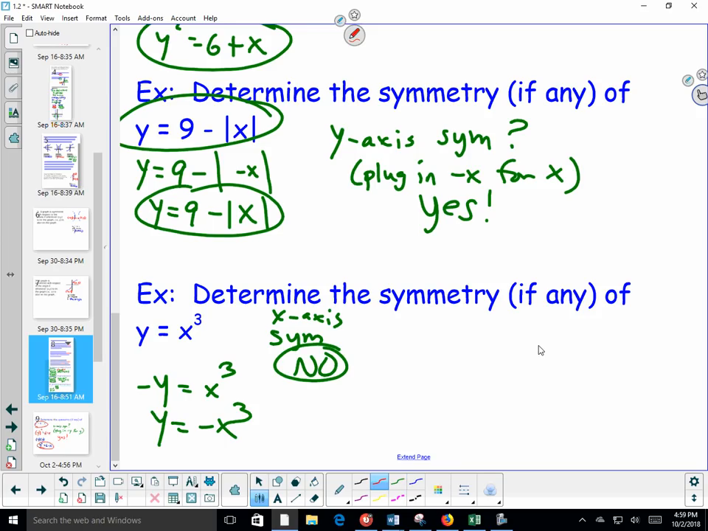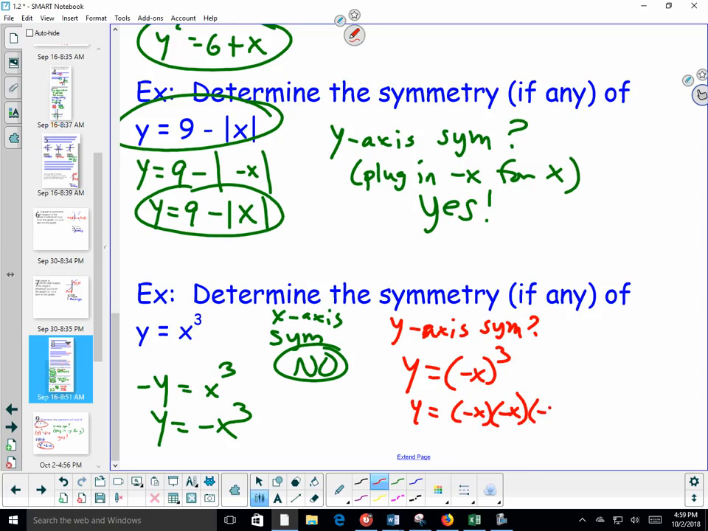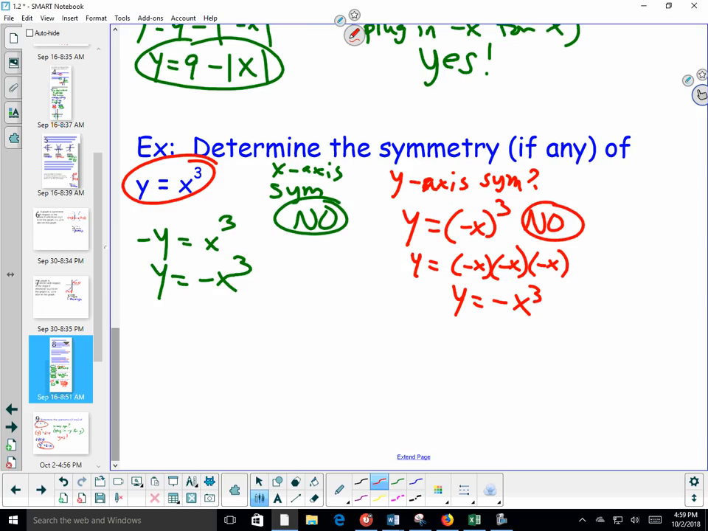So what if I try to test for y-axis symmetry? Well, then I'm going to plug in negative x, so I'm going to have y equals opposite of x, cubed. But that's going to be y equals negative x times negative x times negative x. That's really y equals opposite of x cubed. Is that the same as the original? No. So this is a no on the y-axis symmetry. Let's try origin symmetry.